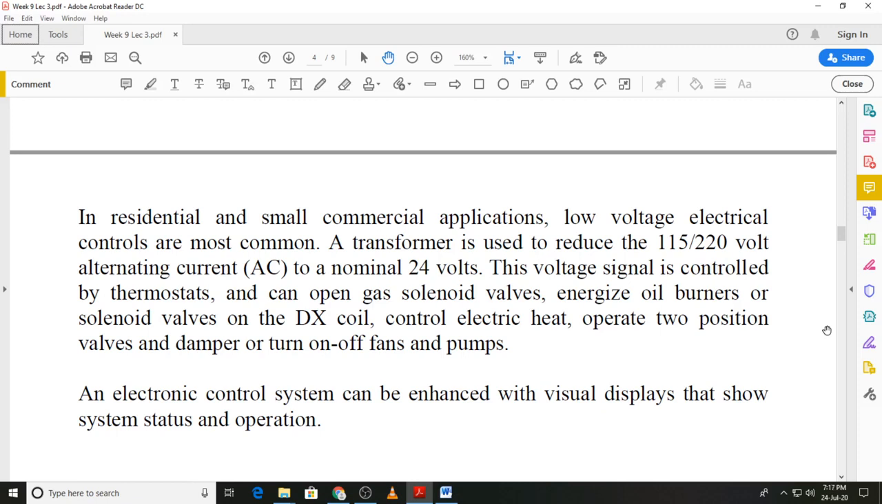A very common simple electrically operated device is the thermostat, which we find in our domestic refrigerators and air conditioners. But we can also have more complex elements of the HVAC system which are operated by using electric or electronic control systems, and these include solenoid valves, which can serve multiple purposes. They can energize oil burners, or as we looked at, they can increase or decrease the flow rates of the water through various circuits, and they can also control the electric heating if there is any, and they can also operate dampers, and they can turn on fans, pumps and devices like that.